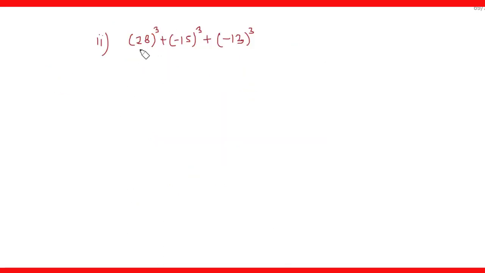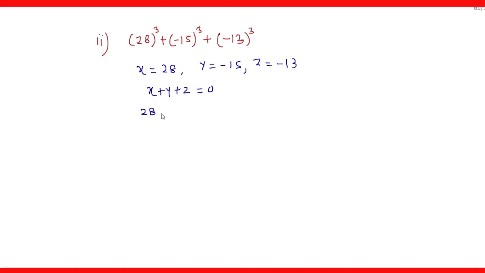Now let us move to the second question. The second question is 28 cube plus (minus 15) bracket cube plus (minus 13) bracket cube. So here we will take that x is equal to 28, y is equal to minus 15, and z is equal to minus 13. And we will see whether x plus y plus z is equal to 0 or not.